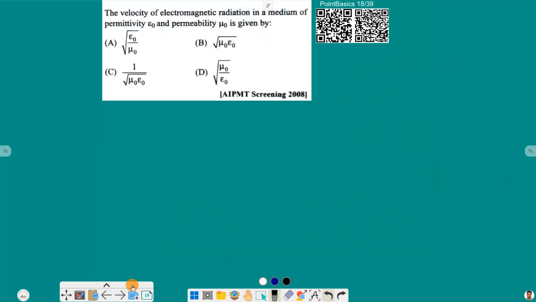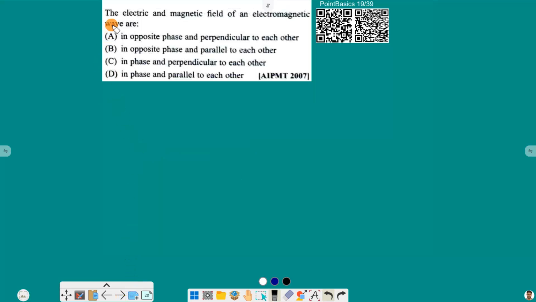Let's move to the next one. The velocity of electromagnetic radiation in a medium of permittivity epsilon naught and permeability mu naught is given by: in free space, velocity or speed of light is equal to under root 1 by mu naught times epsilon naught. That is option C here. In the next one, the electric and magnetic field of electromagnetic waves are: option A, in opposite phase and perpendicular to each other; in opposite phase and parallel to each other; in phase and perpendicular to each other. That is option C. Magnetic and electric fields both are in phase and perpendicular to each other. So option C is the right answer here.